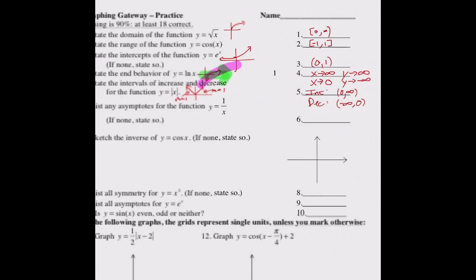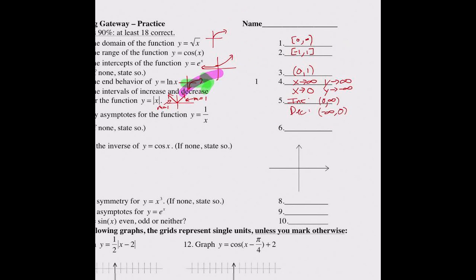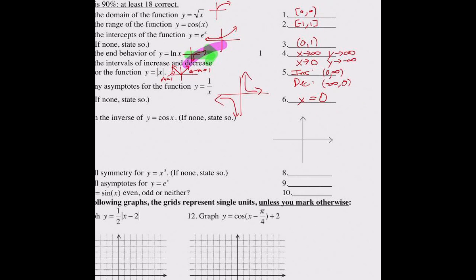And then find any asymptotes of the function 1 over x. And 1 over x is this lovely graph with an asymptote at x equals 0. And if we shifted that graph at all, a horizontal shift would move the asymptote around. So just as an aside, 1 over x minus 2 would have a vertical asymptote at x equals 2. That's just an aside, in case you wanted to know.